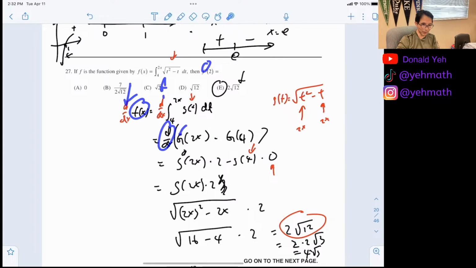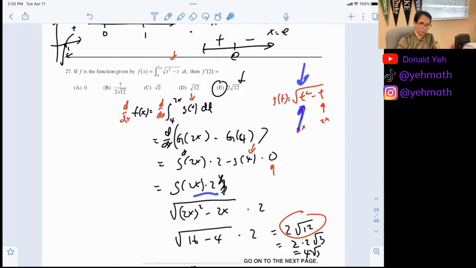Once I take a derivative of the big G, I get small g of 2x times the derivative inside the parenthesis, which is 2. And then g of 4 times the derivative of 4, which is 0. My question is, what do you do after that point? Okay, so there's a g of 2x times 2. Now, this is g of t. I assume it's a function, because I don't know how to take the integral of that. Even I don't know.